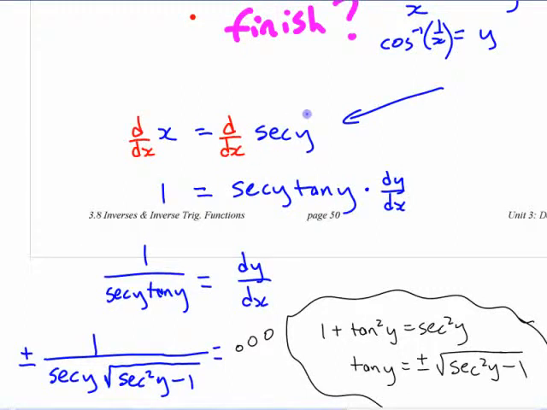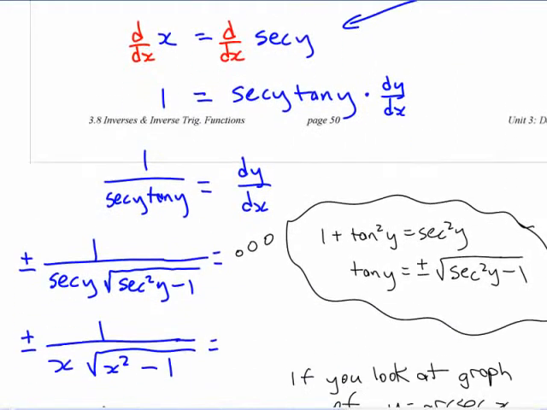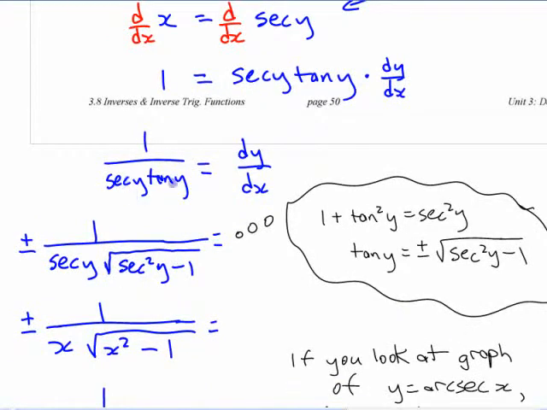You do this the same way you did the other ones, right? Differentiate both sides of this, implicitly find dy/dx. The derivative of secant is secant y tan y, but then you need to multiply by dy/dx because it's y, not x. You isolate dy/dx. You get 1 over secant y tan y.